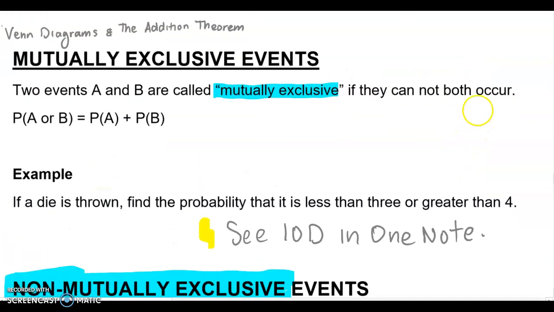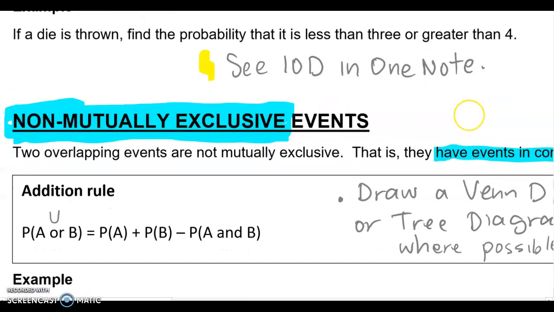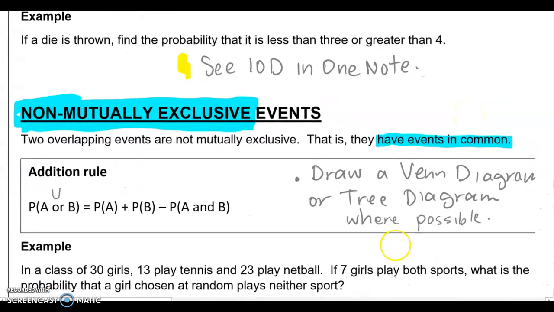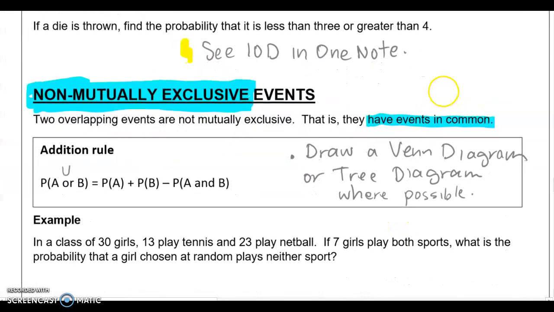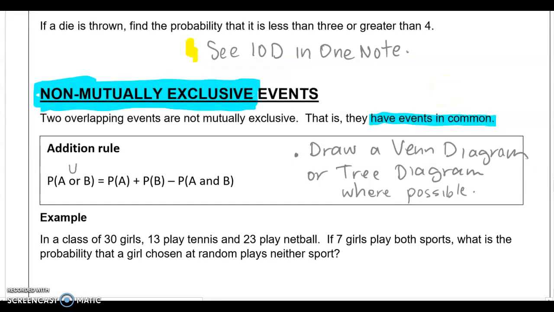Okay, so I've jumped back over to our notes here. We're going to now have a little look at non-mutually exclusive events. And these are 2 overlapping events. 2 overlapping events are non-mutually exclusive. The way I think of it is they have events in common. So there's going to be some overlap.